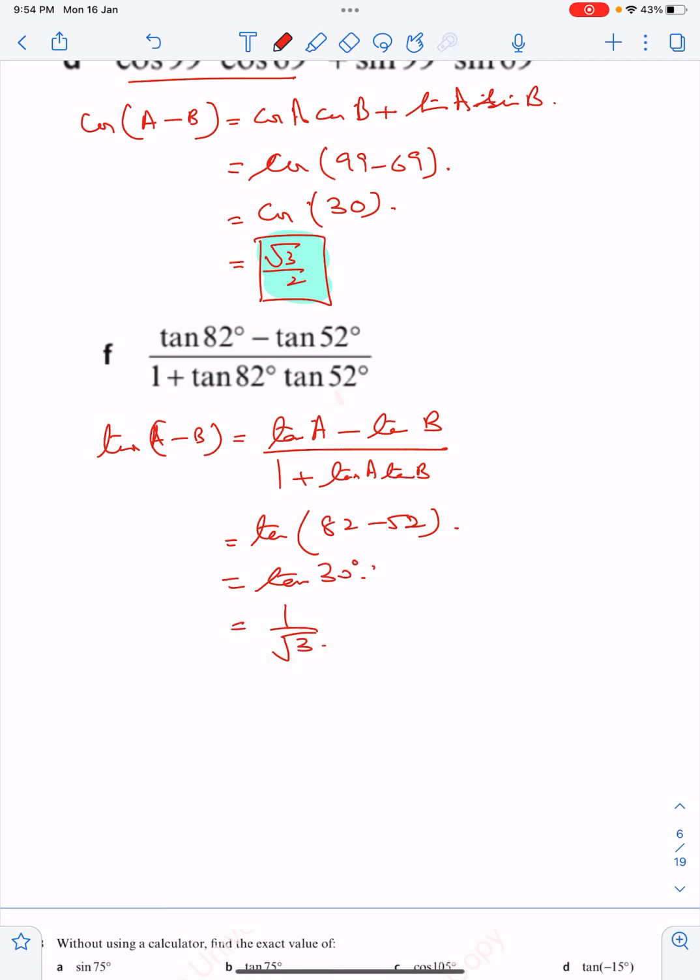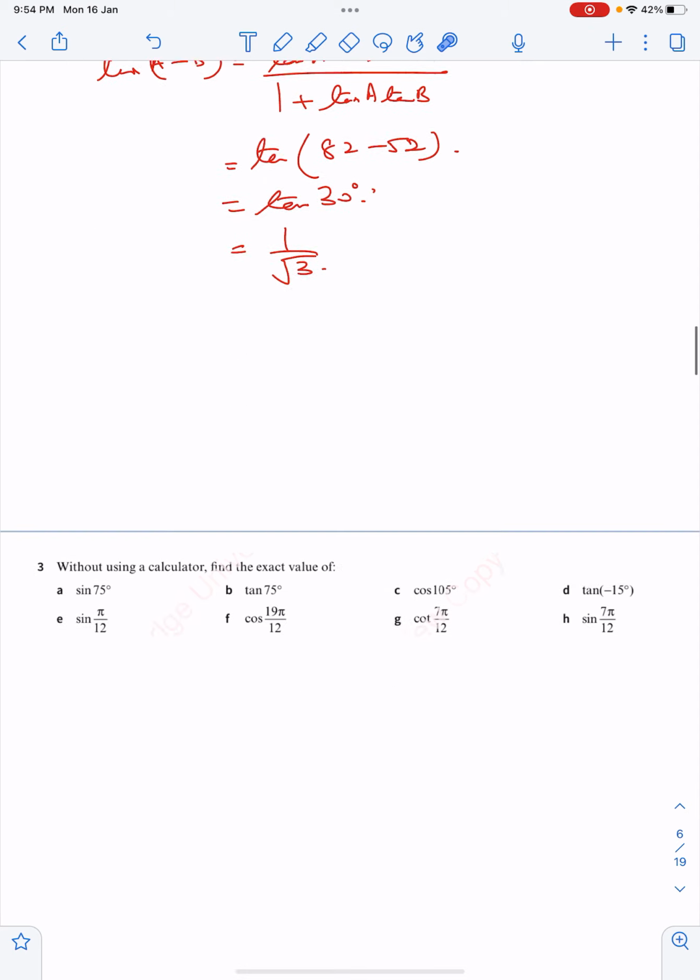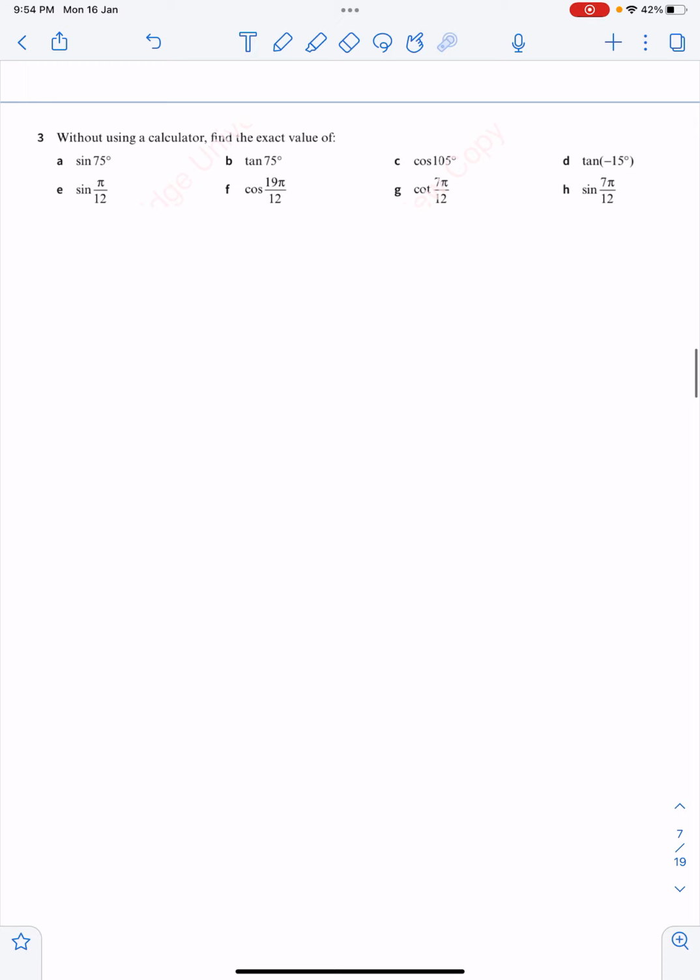I am not using the calculator because I have learned the basic values of sine, cos and tan of 30 degrees, 60 degrees and 45 degrees by heart. But if you do not know that, you can always use the calculator, and the paper calculator is allowed. Okay, moving on to this question.